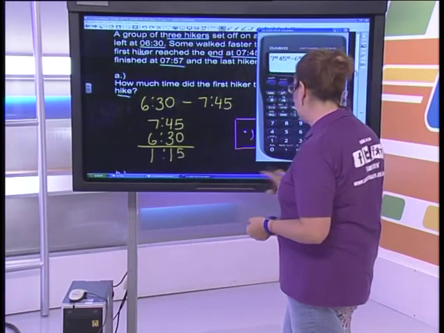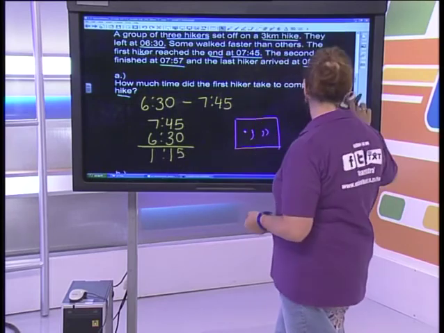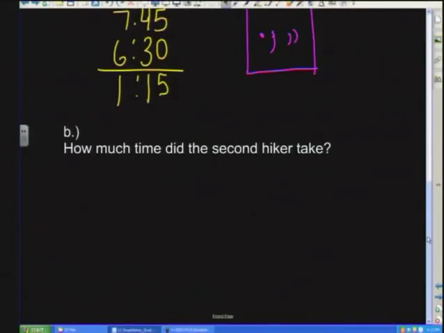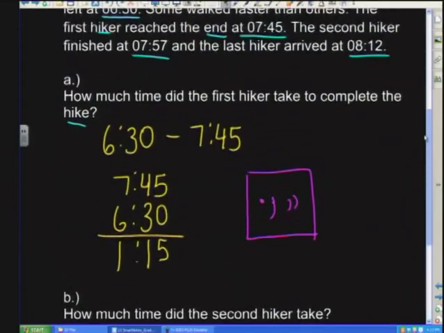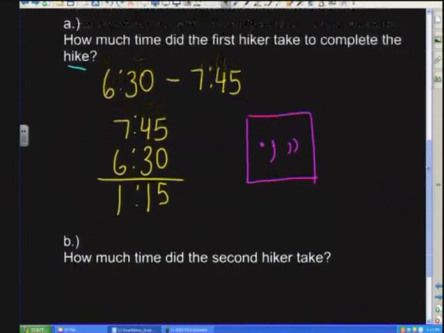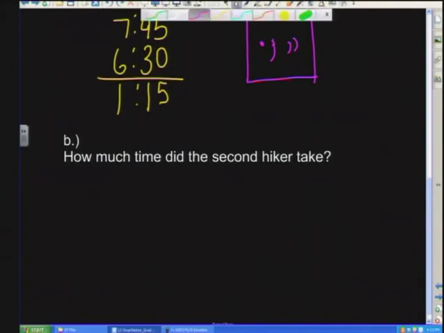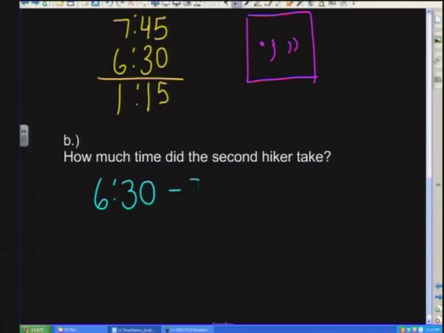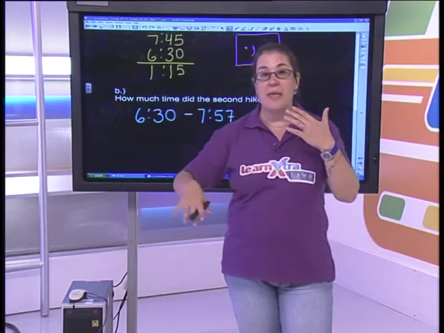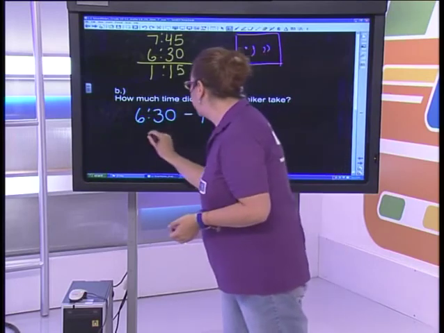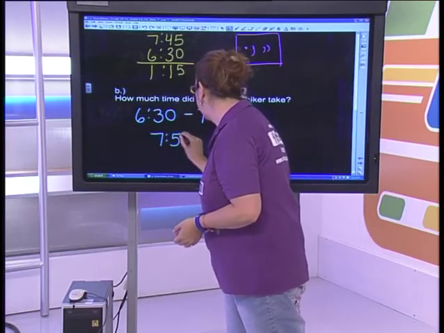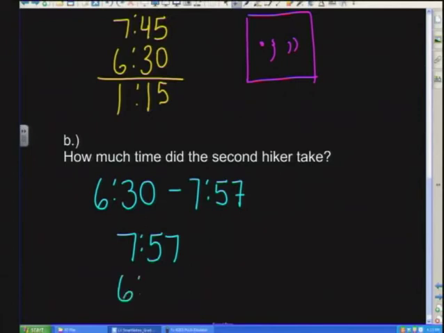So let's move on to the next part of the question. How much time did the second hiker take? Well, the second hiker ended at 7:57. So he left at 6:30 and he went to 7:57. What I can do here is do the calculation again, or I could take my first hiker's time and add the difference. Right, let's try this: 7:57 and 6:30.